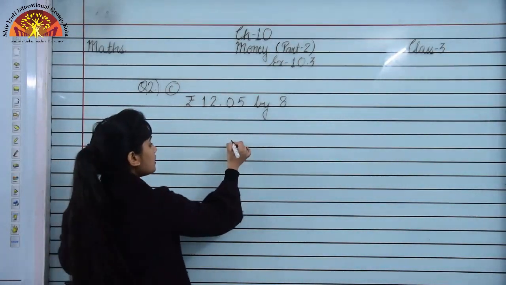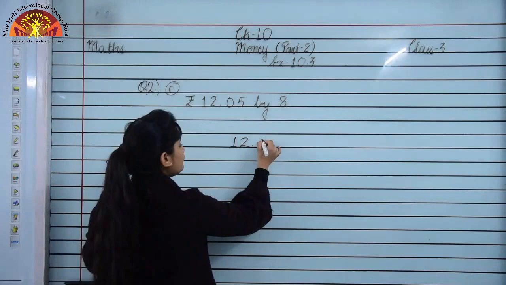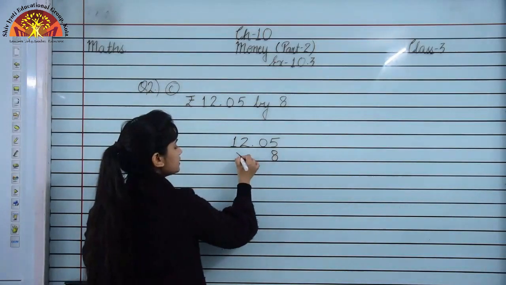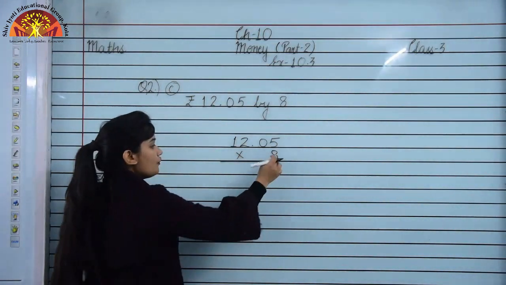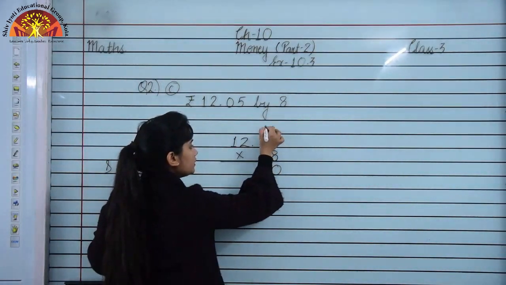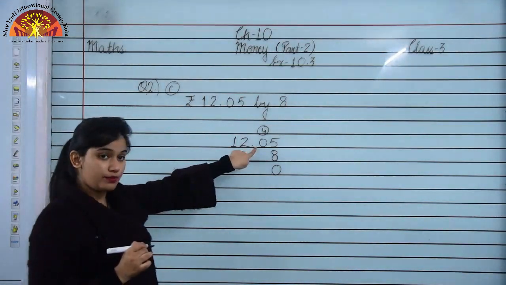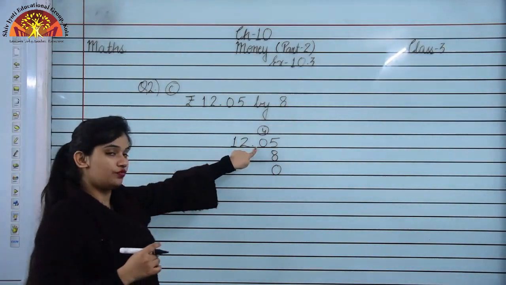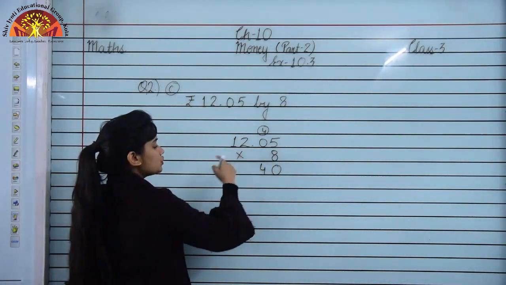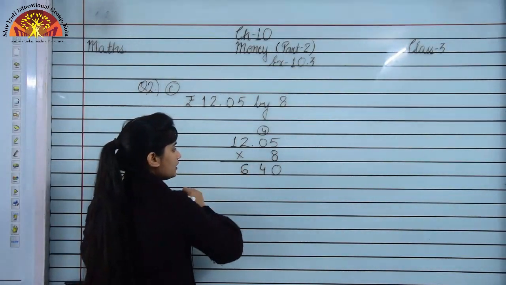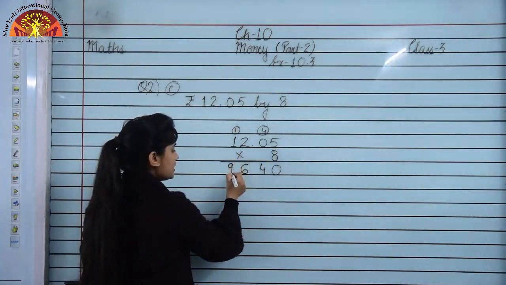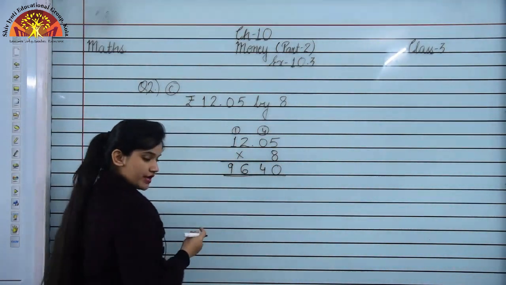Is it clear? So now I will write this first number here, 12.05. Now I will multiply this number by 8, so we will write 8 here. Now we will do simple multiplication. 8 5s are 40, so I will write 0 here, 4 carry. Now 8 multiplied by 0. If we multiply any number by 0, we get 0, and 0 plus 4 is 4. Now 8 2s are 16, carry over 1. 8 1s are 8 plus 1 is 9. So this is the simple multiplication which we have done here.